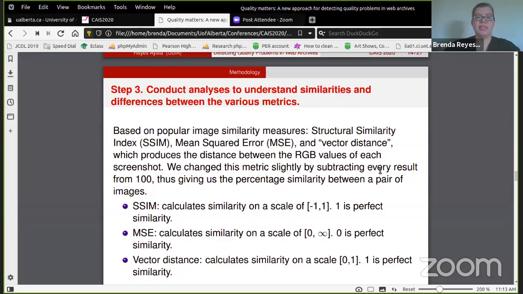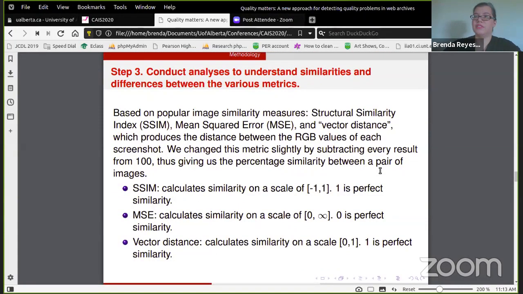So we conducted some analyses to understand the similarities and differences between the different similarity metrics. These image similarity metrics have been used often in the computer graphics world to detect similarities and differences between images and to see if an image has been altered. So we have used 3 important ones: the structural similarity index, or SSIM, the mean square error, or MSE, and the vector distance, which is the distance between the RGB values of each screenshot.